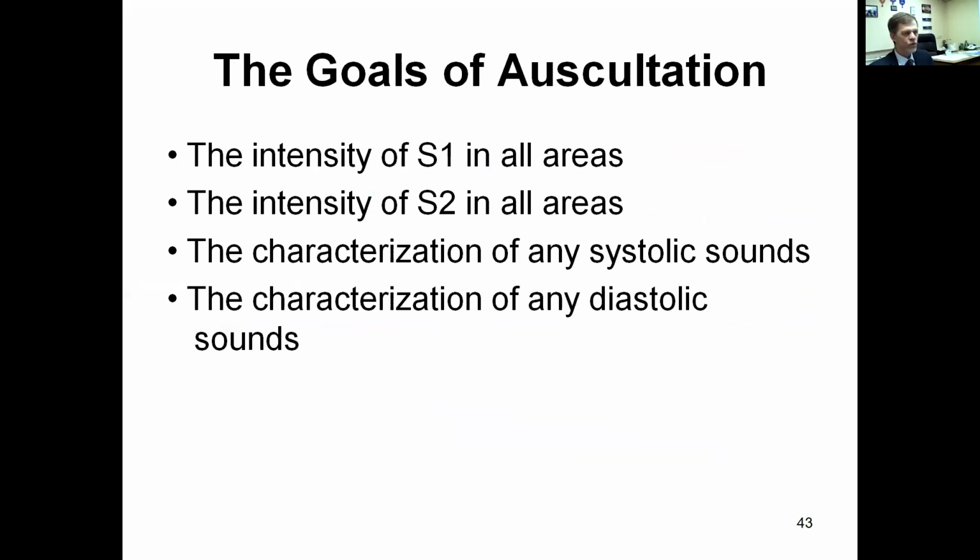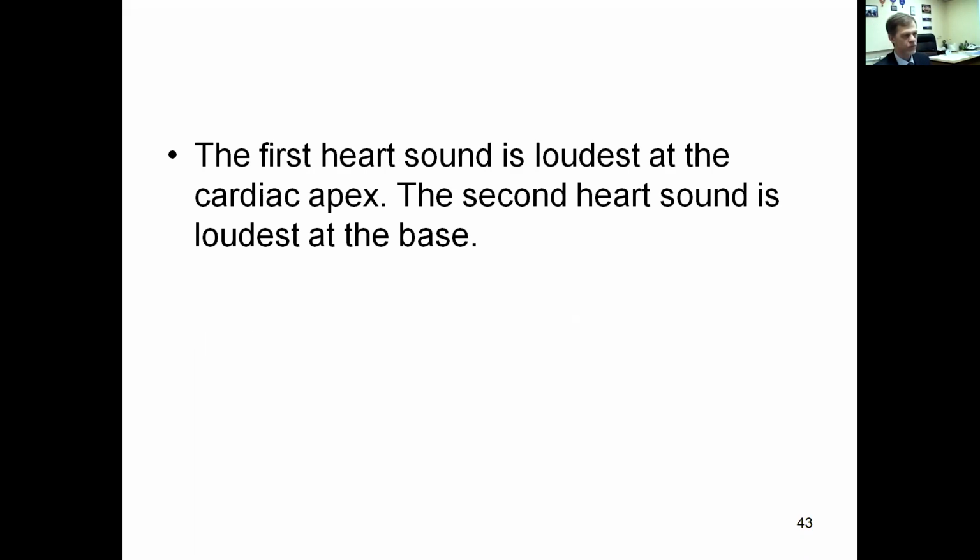Again, goals of auscultation. What we should describe examining our patient. First, we should describe intensity of S1 in all areas, intensity of S2 in all areas. So we should identify or describe intensity of S1 and S2 in all points of auscultation. Then you should characterize any systolic sounds and any diastolic sounds.